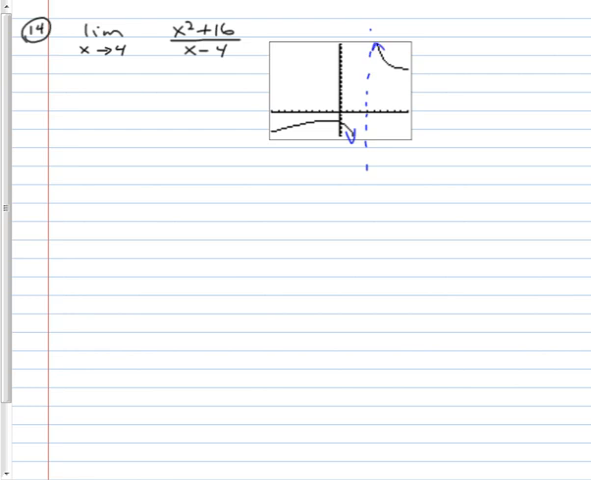So what is the limit as this function is approaching 4? If we approach it from the left, if we approach it from the right, what happens? To the left, it's to negative infinity, and from the right, it's to positive infinity. So the limit does not exist because they're approaching two different things. The limit does not exist. So don't be afraid of that answer if that's the right answer. There isn't one.